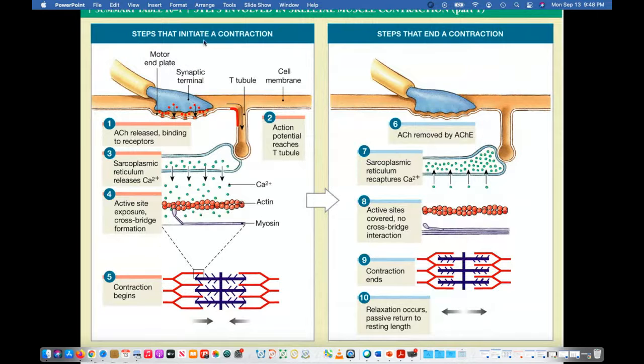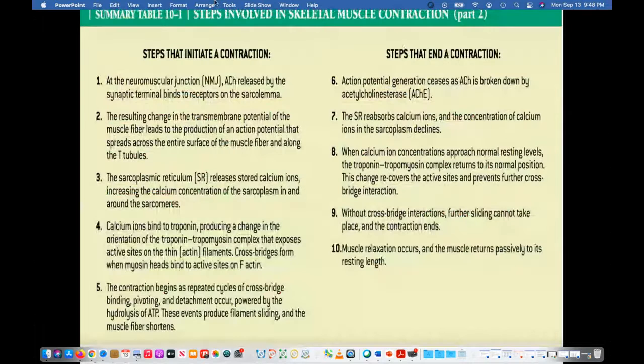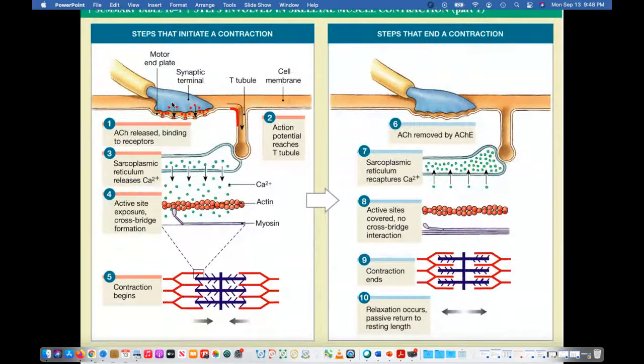On this side are the steps involved with a contraction, and here the steps that end a contraction. And that goes along with this slide, steps that initiate a contraction and steps that end a contraction. So there's about 5 steps on the left side and another 5 steps on the right side. So if we look here, we see this is the neuromuscular junction.